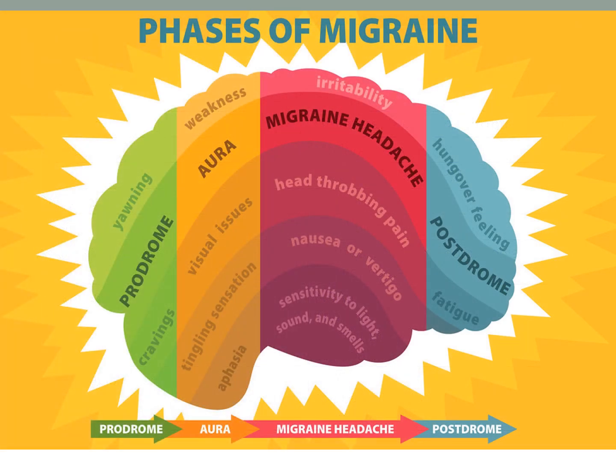Let's talk about the phases of migraine. There are 4 phases. It's not necessary that all phases are there, but if they are present, prodrome is a phase when there is a feeling of yawning and cravings. Aura is with weakness, visual issues, tingling sensation, aphasia. Migraine headache comes with irritability, nausea, vertigo, sensitivity to light, sound, and smell. Postdrome is a phase when there is a feeling of fatigue and hangover.